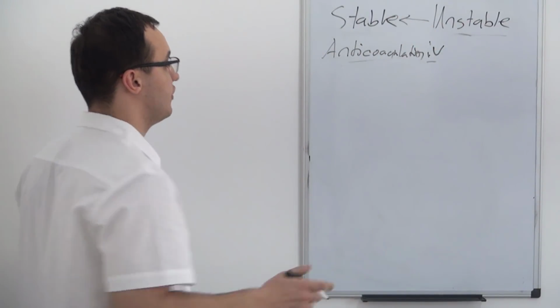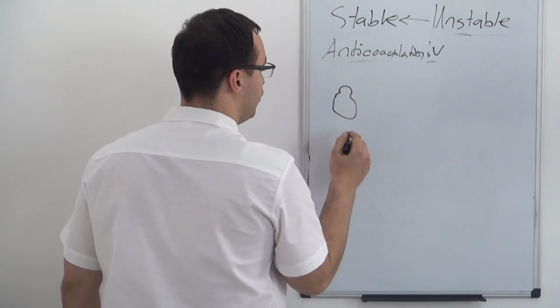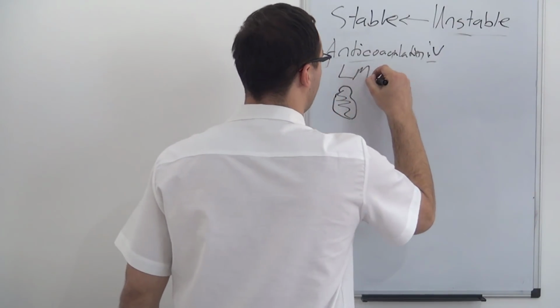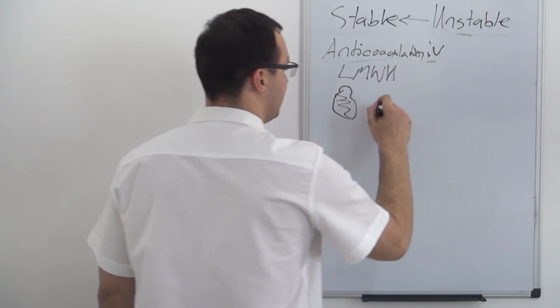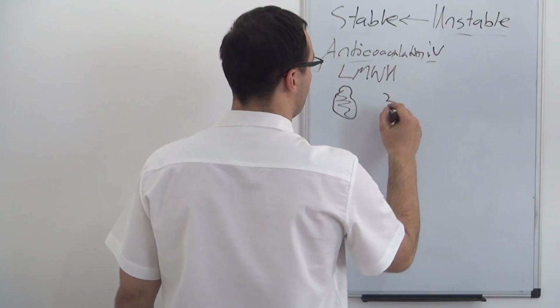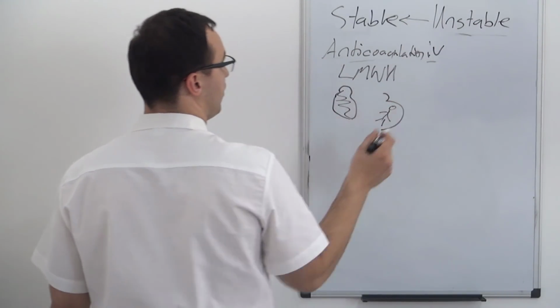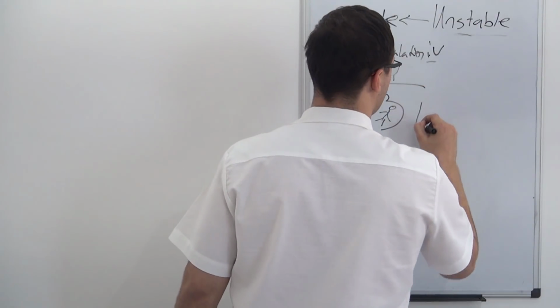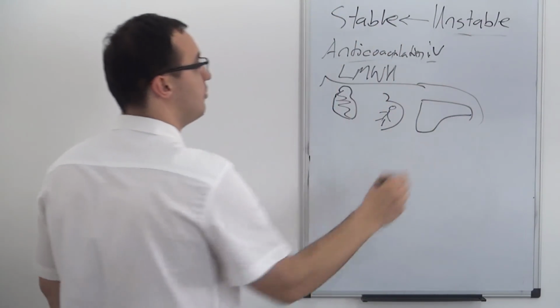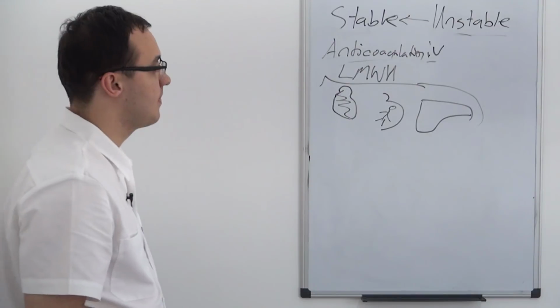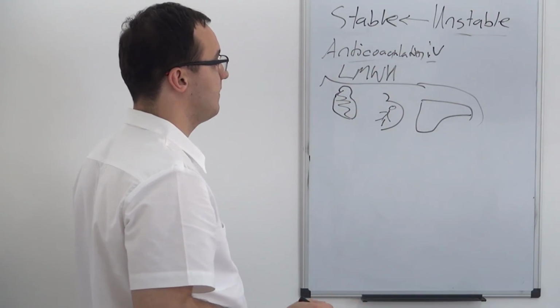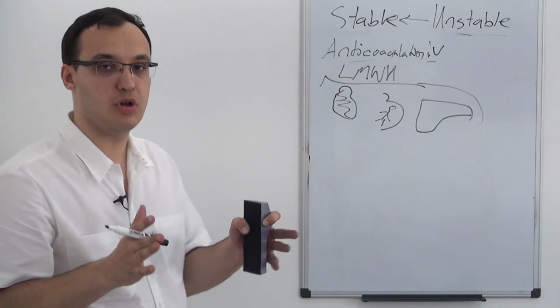Okay, good. So remember, tumor, low molecular weight heparin. Pregnancy, also low molecular weight heparin. Liver disease, also low molecular weight heparin. So these are special patient groups.